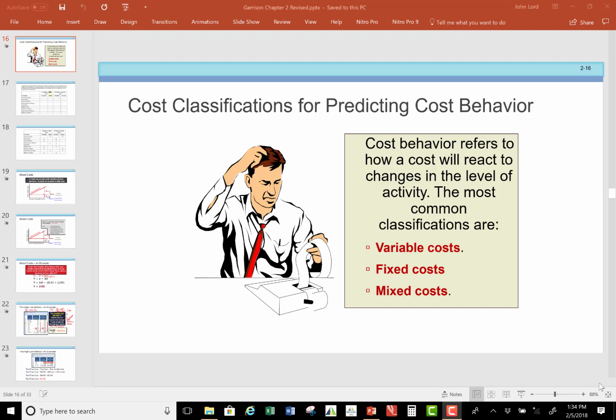So, okay, our direct cost, and then what? We said that our manufacturing overhead was indirect. Okay, and with indirect, we had indirect labor. We had indirect material.